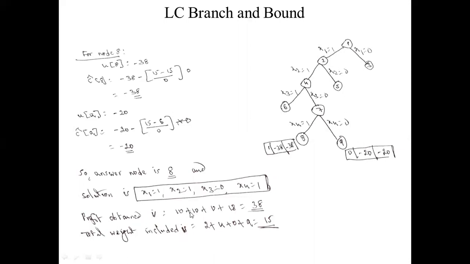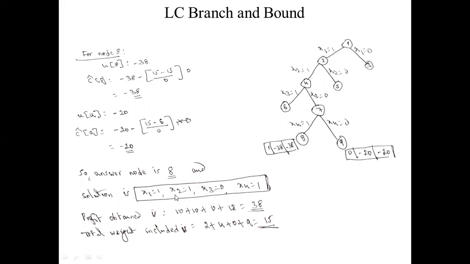How much profit do we get? P1 into X1 plus P2 into X2 plus P3 into X3 plus P4 into X4. P1 is 10 into X1 which is 1, so 10 into 1, and next 12 into 0, and 18 into 1. So 38 you got.